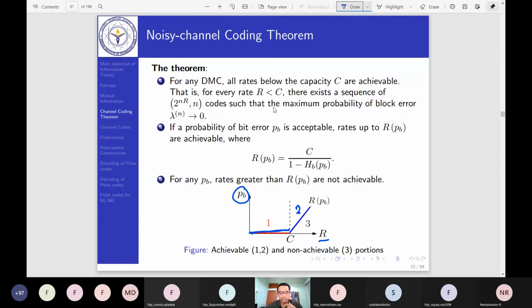Look at this region 2. If some non-zero value of PB is acceptable to us, then we can actually operate at this particular rate, which is greater than C. And in this region 3, it is simply not possible to transmit reliably if the rate is greater than this particular curve.